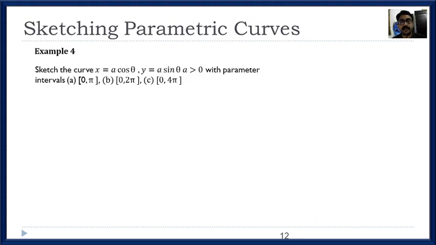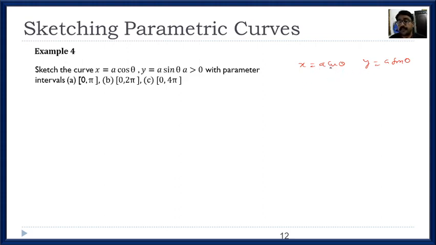Now this is another type of problem. Here we are going to sketch x is equal to a cos theta, y is equal to a sin theta, a greater than 0, with the parameter intervals in different ways: 0 to pi, 0 to 2 pi, 0 to 4 pi. Is there any difference? Let us see. Without sketching the curve, one can identify what the shape is. So let us see what is the shape of the curve.